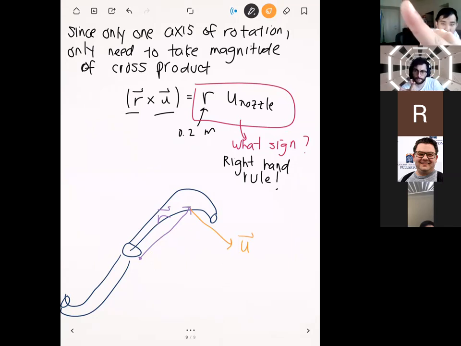So index finger in the direction of r, three other fingers in the direction of u, and then whichever direction your thumb is pointing, that's the direction of your cross product. Okay. And so I'll do it up here just so you guys can see. Since my thumb is pointing into the page, or should be pointing into your screen like that, that means in those cases we take a negative sign.